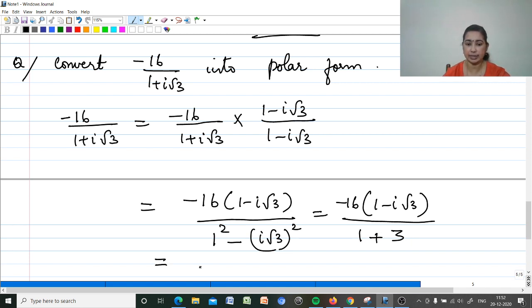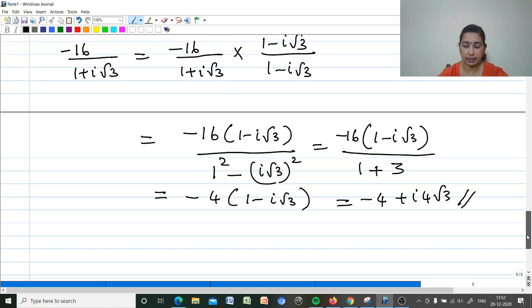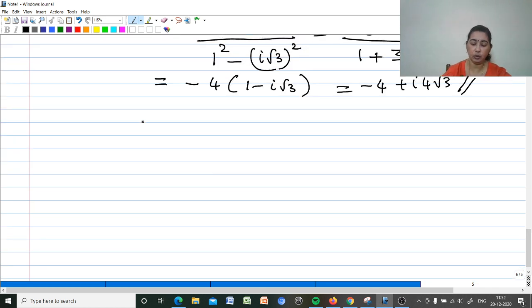and here the total 1 plus 3 is 4, so 4 can be cancelled. So minus 4 into 1 minus i root 3, or we can write this as minus 4 plus i into 4 root 3. So that is a complex number. Now we have to convert this into polar form.